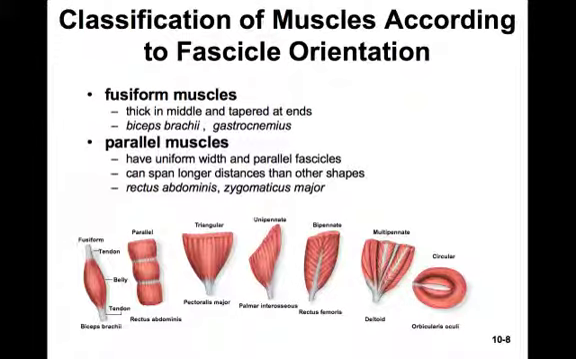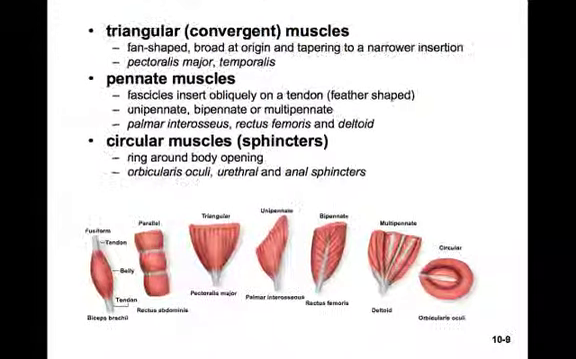There are parallel muscles. An example is the rectus abdominis. They have a uniform width with parallel fascicles. They can span much longer distances than the other shapes. The rectus abdominis, again, is a great example, and the zygomaticus major. There are also triangular muscles or convergent muscles. They're fan-shaped muscles, as you can see here. They have a broad origin and taper to a narrower insertion. The pectoralis major and the temporalis are perfect examples.